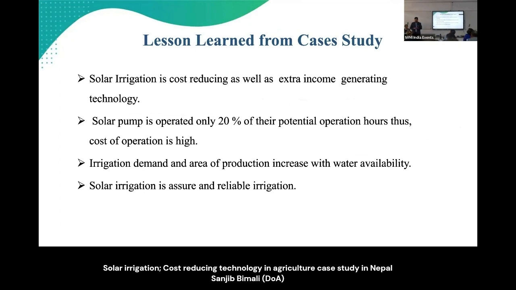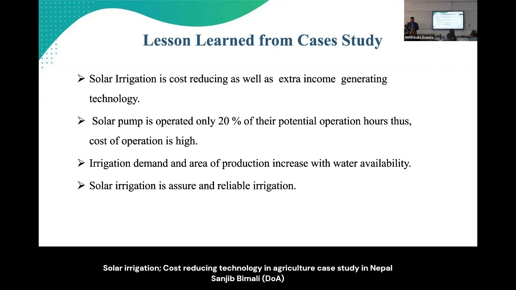The lesson learned from this case study, I think this is the important one. Solar irrigation is not only cost reducing, it is also an income generating technology. The solar pumps in both cases are operated only around 25% of their potential operation hours. One is operating only 660 hours per year, and another 490 hours. That is around 20% of their total potential hours.